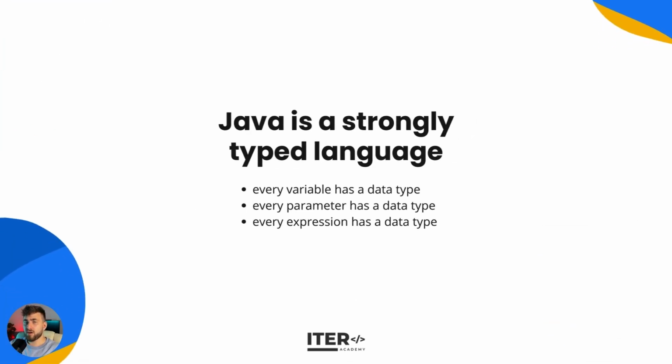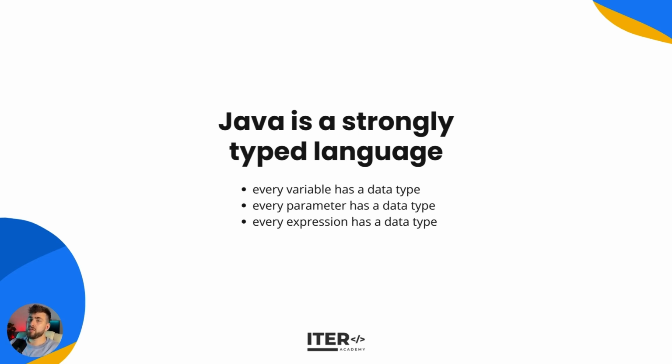Java is often referred to as a strongly typed language. This means that every variable, every parameter, and every expression in a Java program has a data type, which is checked at compile time or at runtime. In other words, Java enforces strict rules on the usage of data types in a program.